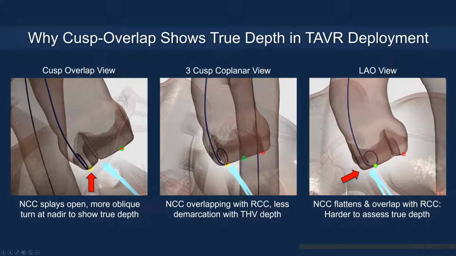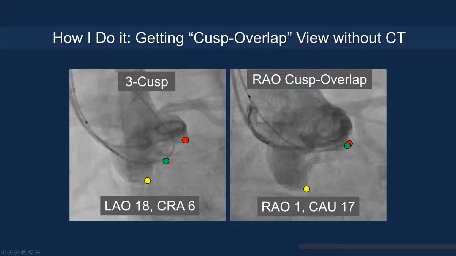And in terms of the self-expanding valve, we now typically would use the cusp overlap technique to identify the true depth in TAVR deployment. So you can see on the left panel, the cusp overlap view, the non-coronary cusp is really splayed out, identified at the lowest level, which is also far away from the conduction system, the membranous septum, which is shown here in the light blue, versus the three-cusp view or the LAO, where your non-coronary cusp is much more splayed open, so it's harder to determine the true depth at that implant angle. So this is how we do the cusp overlap view without the CT, in case you cannot undergo a CT analysis because the patient has advanced renal failure.